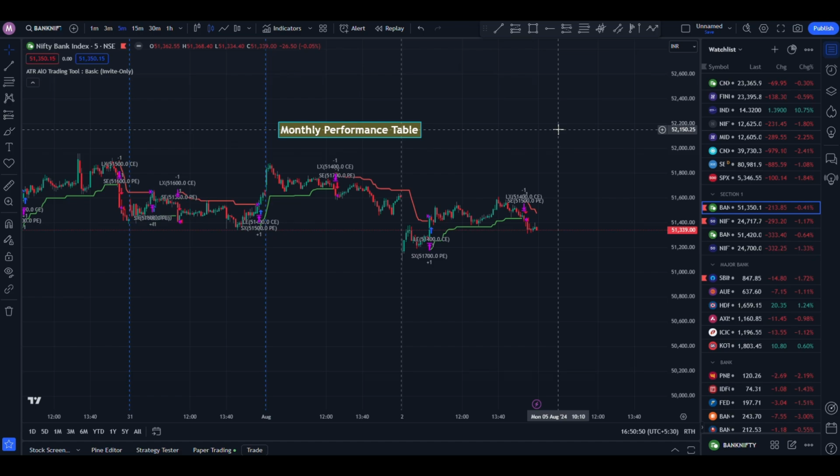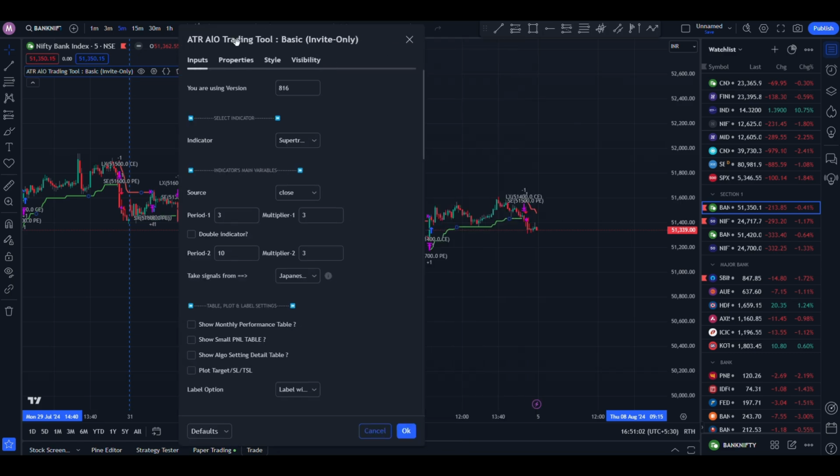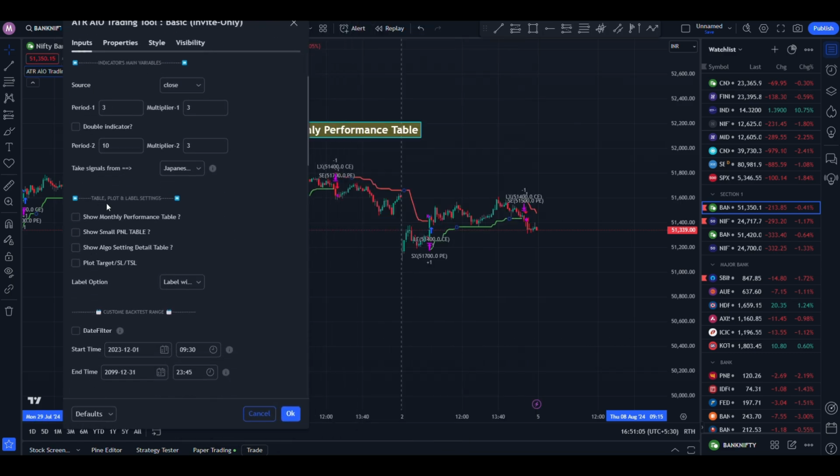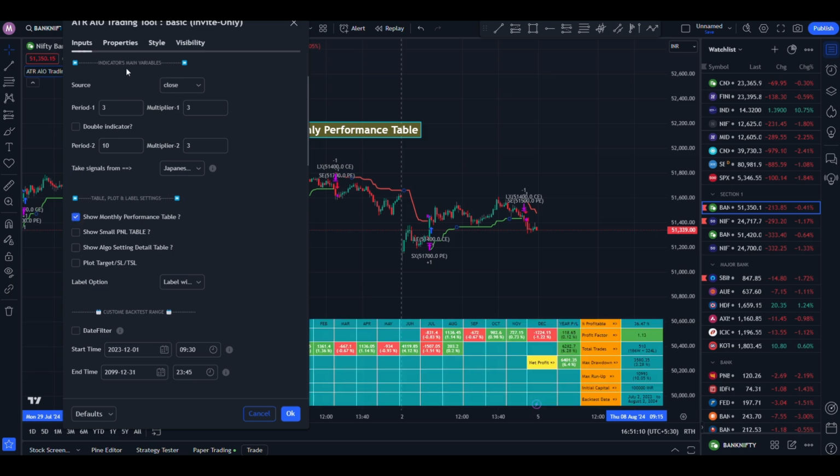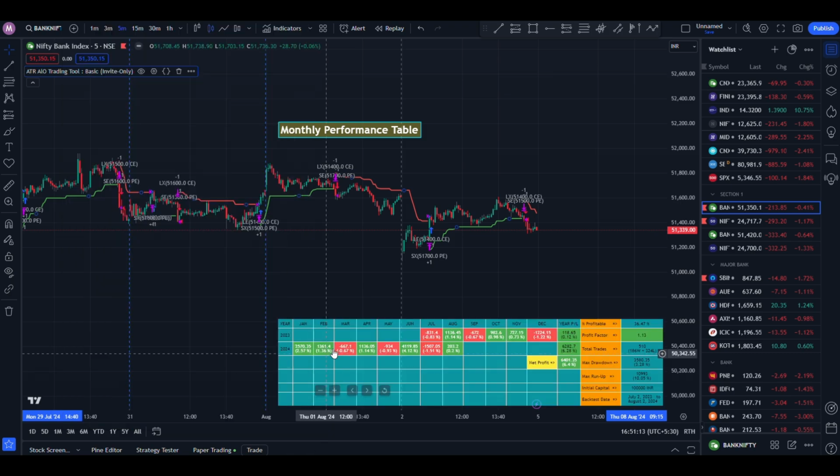In this video, we will understand how to plot the monthly performance table and understand each of the parameters. So click on the settings of the indicator. In the table plot and label settings section, click Show Monthly Performance Table. When you click, please wait for some time. You can see the table at the bottom right corner.